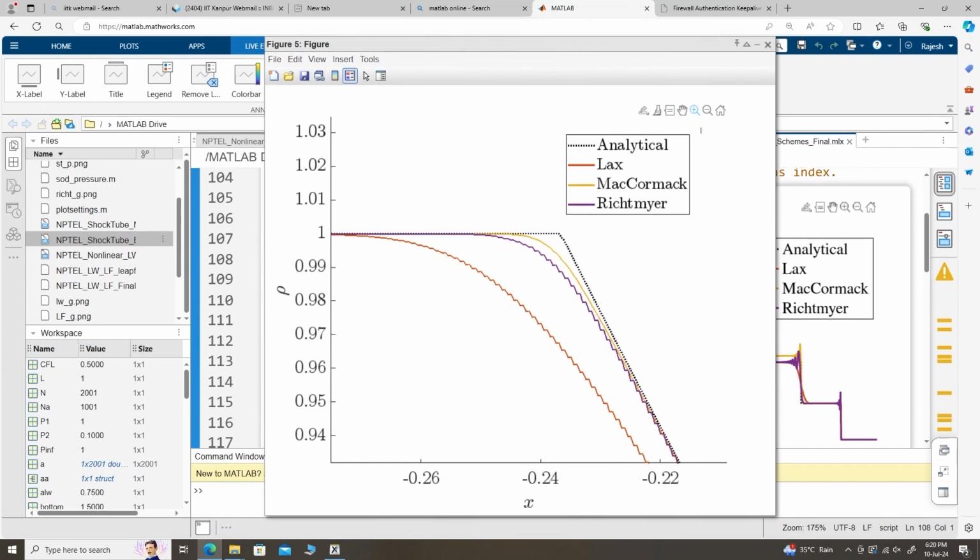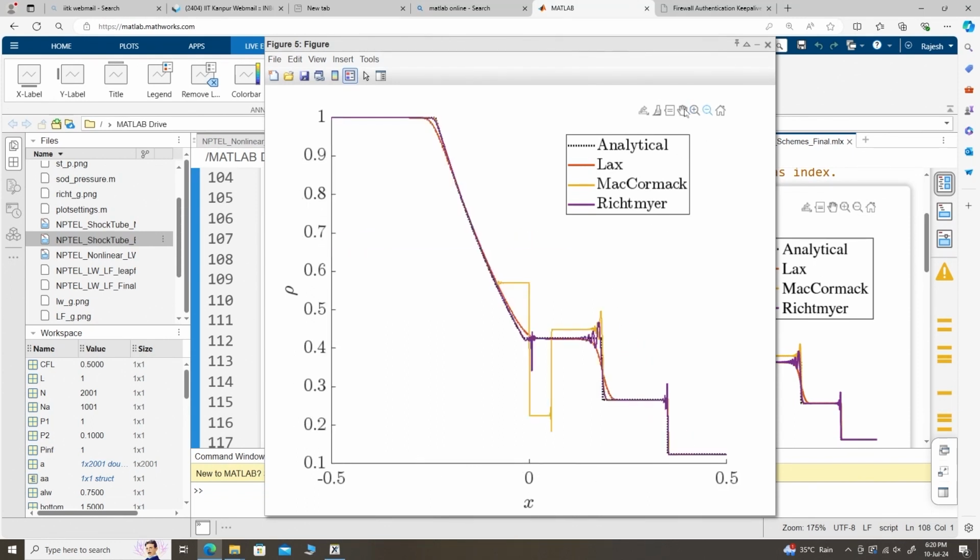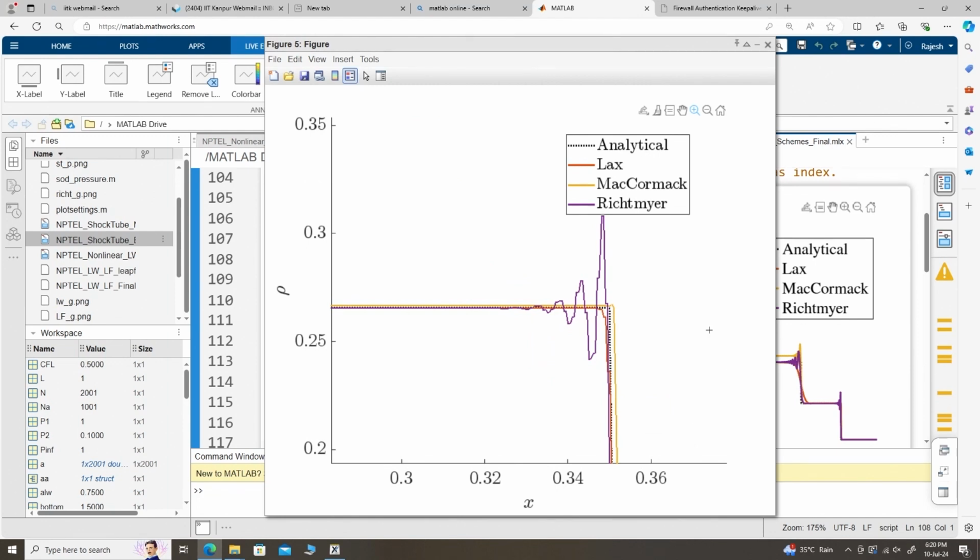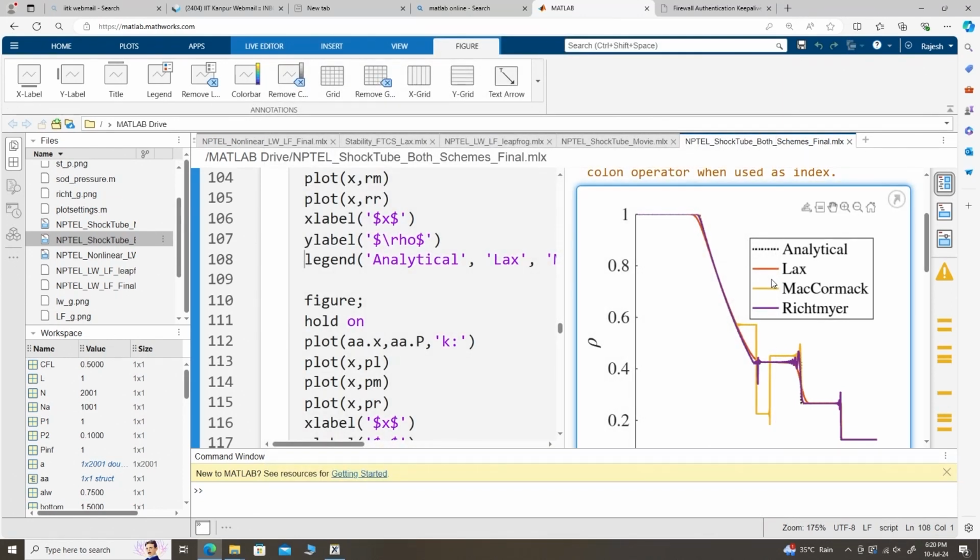The MacCormack has got least dissipation, but it has got some funny behavior elsewhere, and then this is Richtmyer. Same thing you can see near this shock also. So, this is my shock. If you zoom that in, you can see that your MacCormack is doing good here, and your Lax is also better. In the Richtmyer or this Lax-Wendroff, you are having a lot of oscillations, and the same thing is basically seen in other cases also.